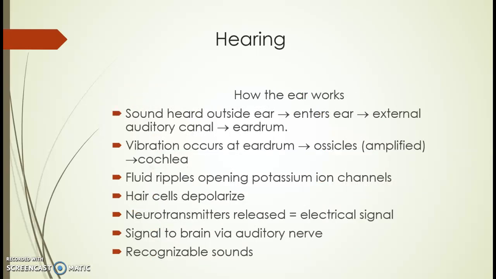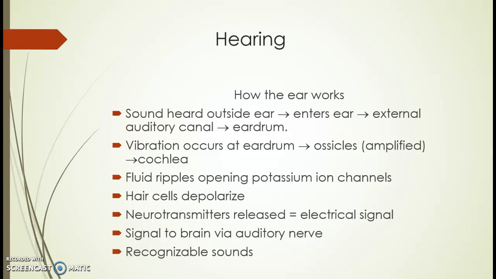How the ear works. When a sound occurs outside of the ear, sound waves enter the outer ear, travel down the external auditory canal and reach the eardrum. When the sound waves hit the eardrum, it vibrates, and those vibrations are passed on to the ossicles.